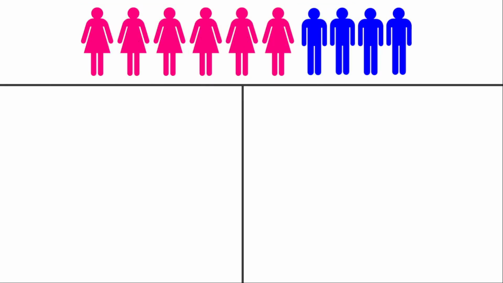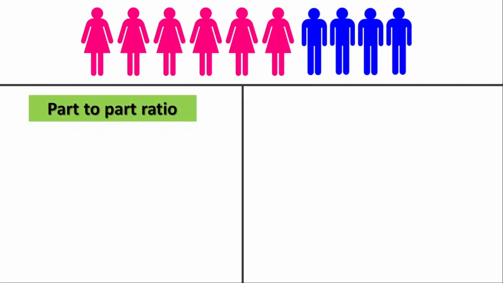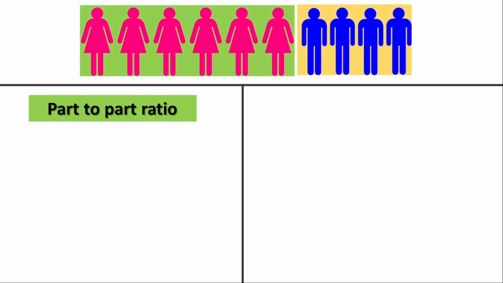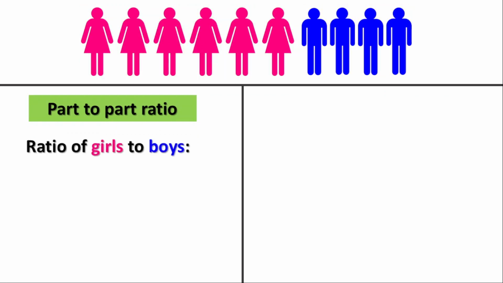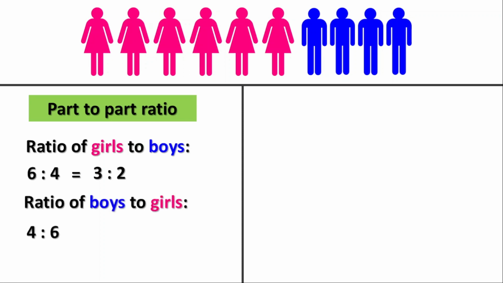Ratio can be of two types: part-to-part ratio, where one part is compared with the other part. For instance, ratio of girls to boys, which is 6:4, or in simplified form 3:2. Ratio of boys to girls is 4:6, and after simplification it will be written as 2:3.